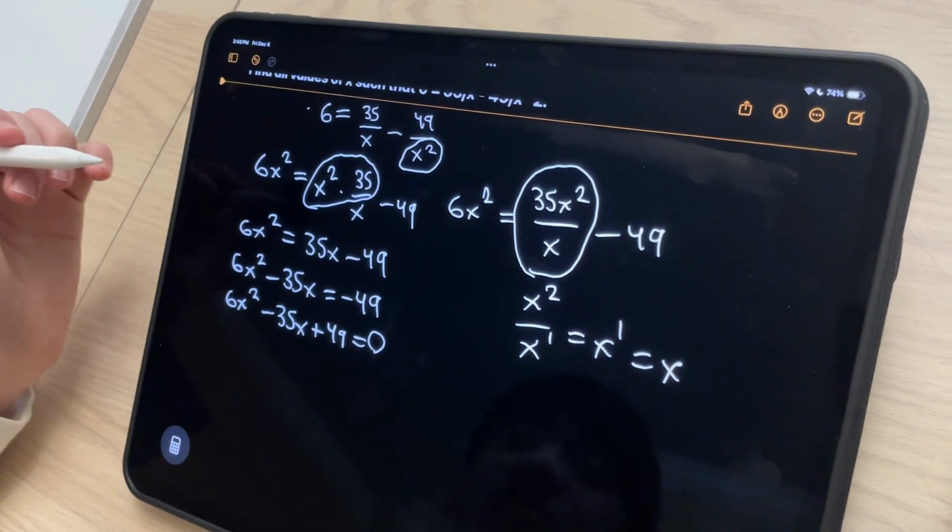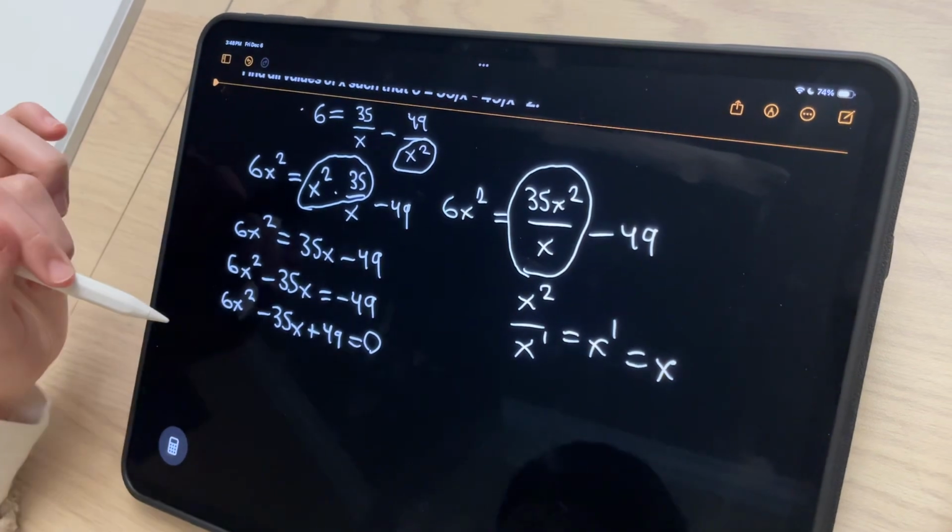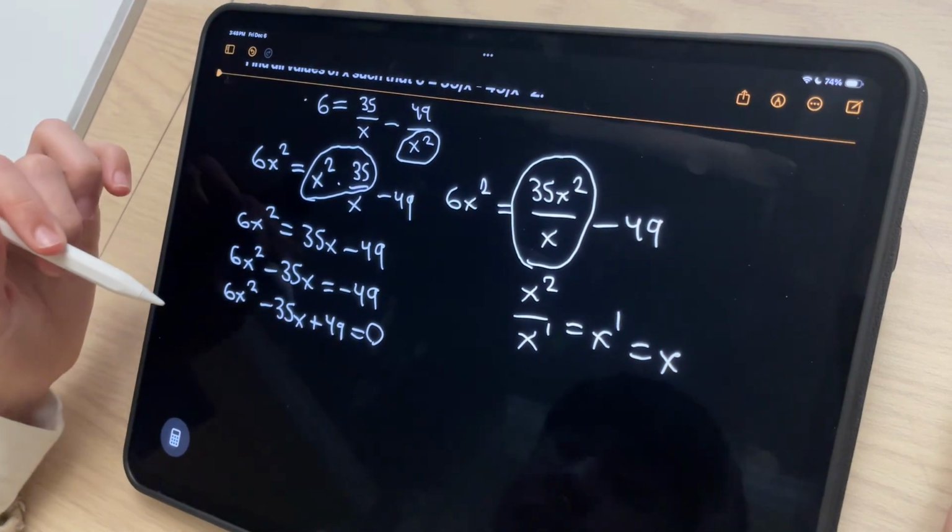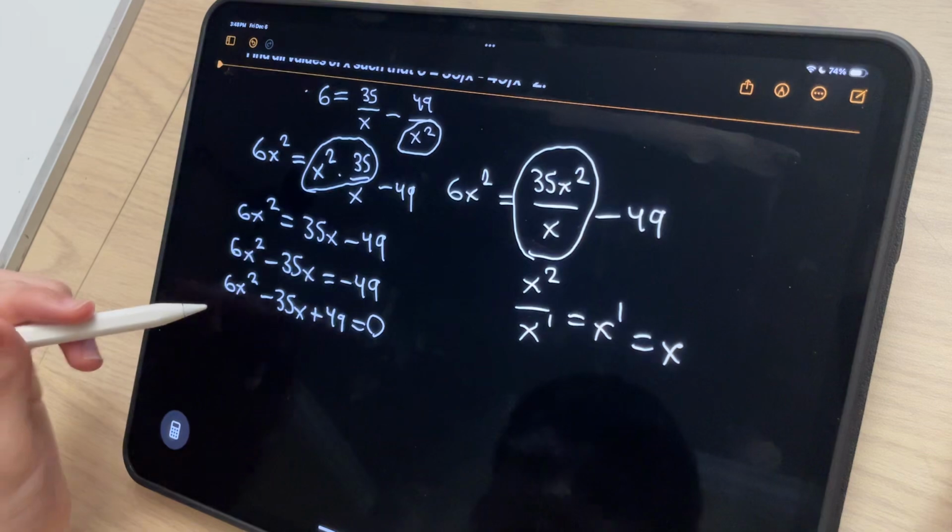So now, the next step is to solve this thing. In order to solve a quadratic equation, we need to factor it.